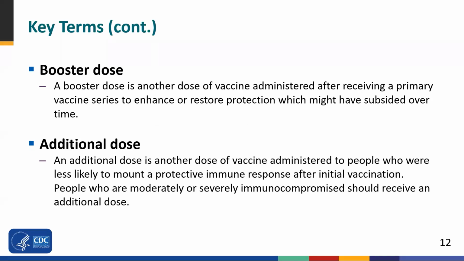We will now discuss the difference between booster dose and additional dose. A booster dose is another dose of vaccine administered after receiving a primary vaccine series to enhance or restore protection which might have subsided over time. Whereas an additional dose is another dose of vaccine administered to people who were less likely to mount a protective immune response after initial vaccination. People who are moderately or severely immunocompromised should receive an additional dose.